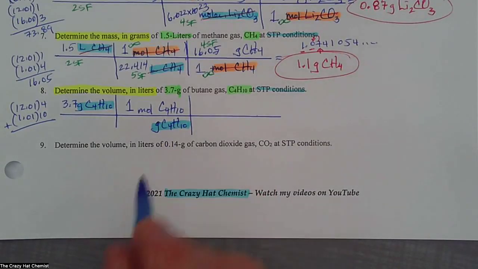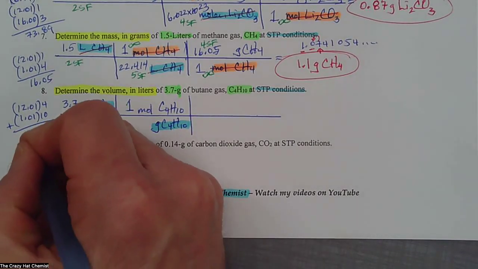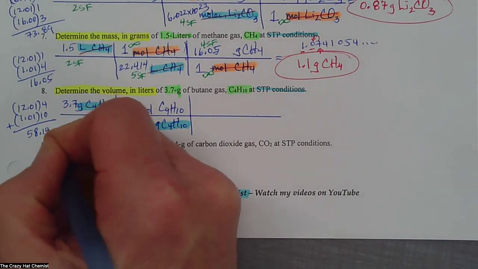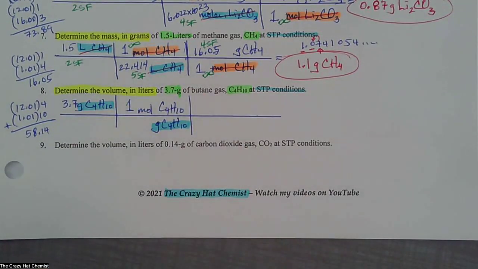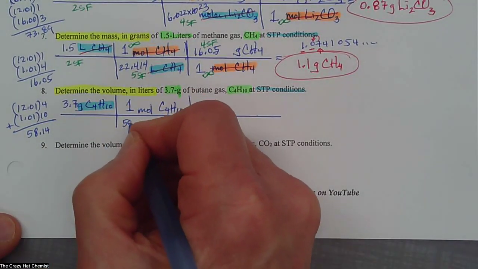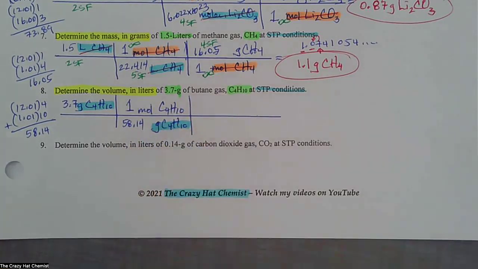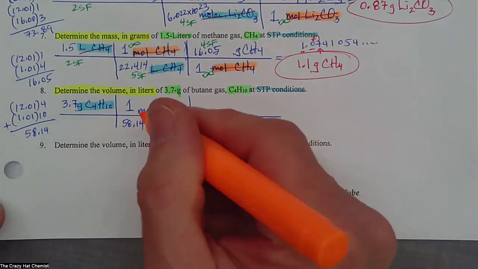All right, so molar mass, we're going to take 12.01. We're going to multiply that by 4. And then 1.01, we're going to multiply that by 10. And then we're going to add those up, and we're going to get 58.14. That is the molar mass for butane. So that's 58.14. Perfecto.